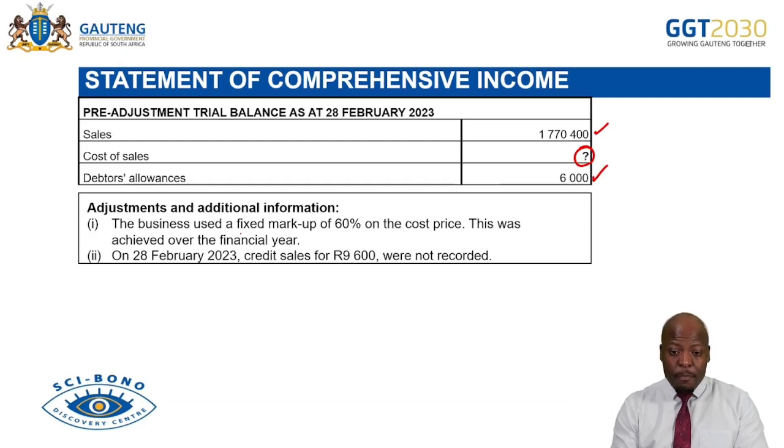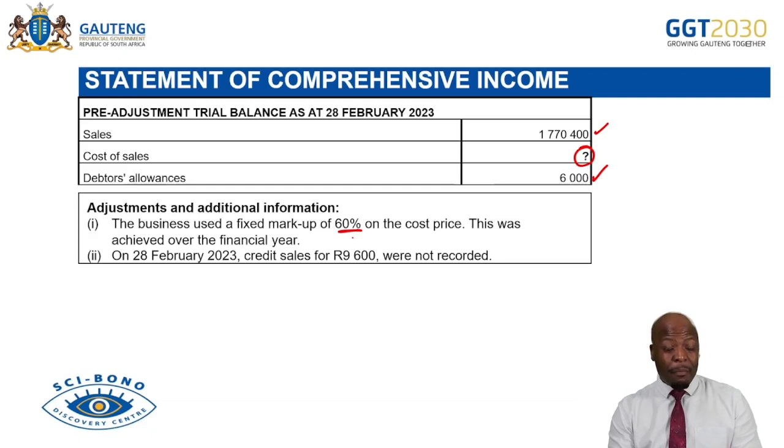Adjustments. The business used a fixed markup of 60%. You know what is markup? Markup is that profit that the business will make in selling the goods to customers. So the business will use a fixed markup of 60% on cost. This was achieved over the financial year. And on 28 February 2023, credit sales of 9,600 were not recorded. So here we have two adjustments that we want to do. I'm going to show you how to do these adjustments.